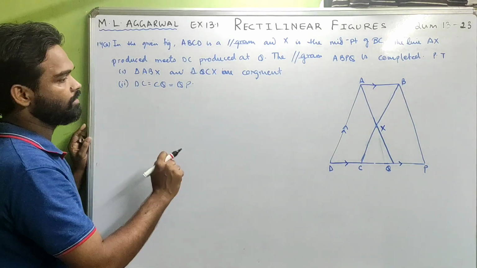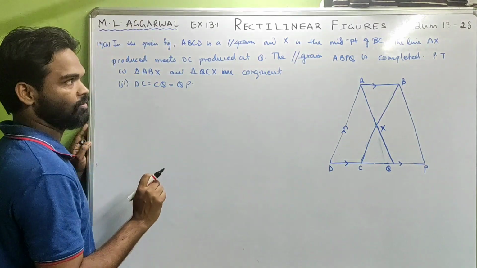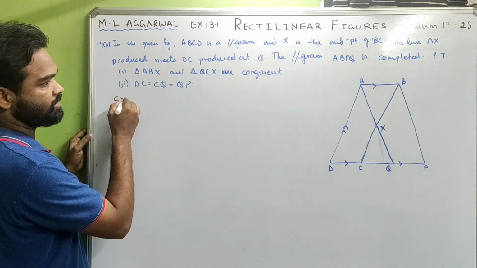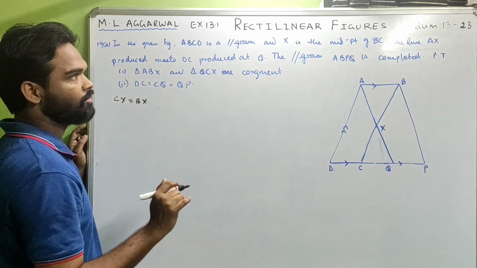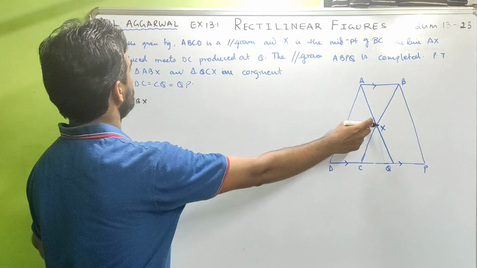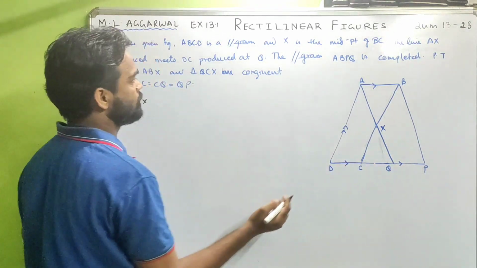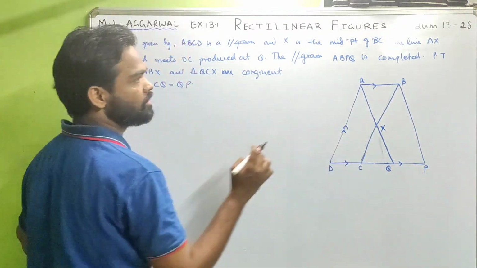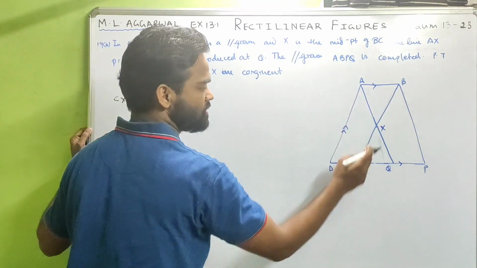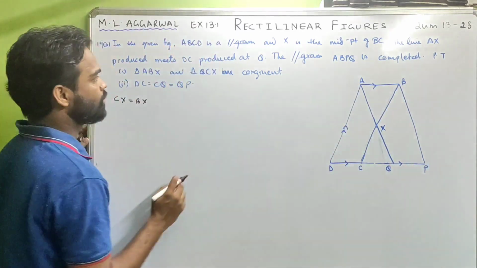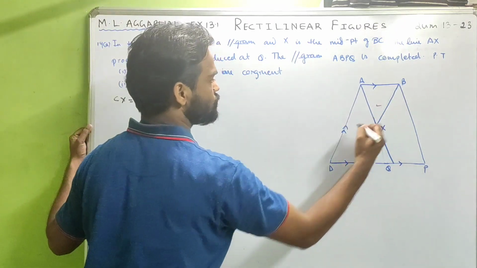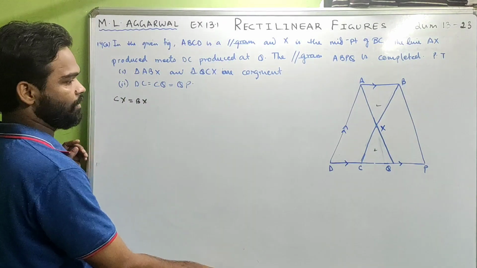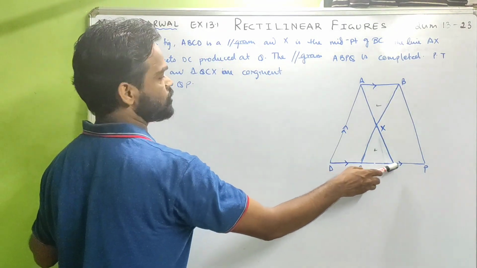Very easy. In the given figure, A, B, C, D is a parallelogram and X is the midpoint of BC, which means we can say CX is equal to BX, since X is the midpoint. The line AX produced meets DC produced at Q. The parallelogram ABPQ is completed, which means there are two parallelograms ABCD and ABPQ. Prove that triangle ABX, which means this triangle, and triangle QCX, which means this triangle, are congruent, and prove that DC equals to CQ equals to QP.